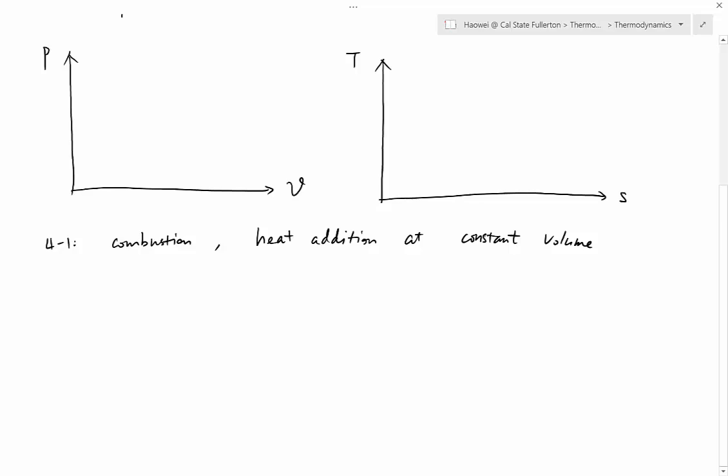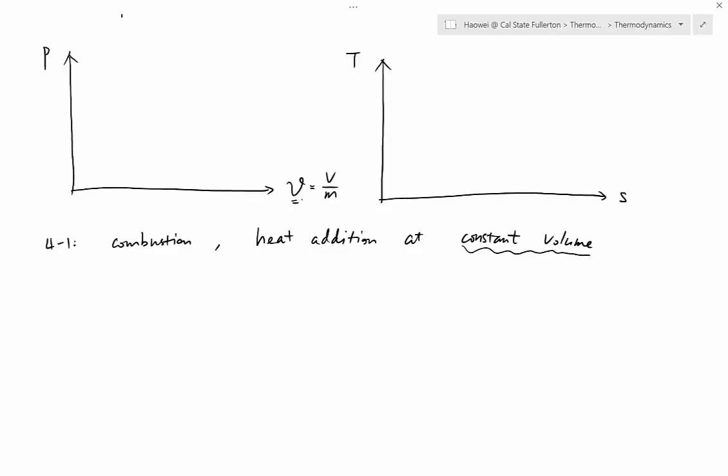So let's sketch process 4-1 on P versus nu diagram. So first of all, what is nu? Nu is specific volume, which is defined as volume over mass. For process 4-1, volume doesn't change. And then what about mass? Mass does not change either because it is a closed system. So volume doesn't change, mass doesn't change, then obviously nu doesn't change. That means for 4-1, the x-coordinate is constant. If the x-coordinate is constant, then 4-1 must be a vertical line.